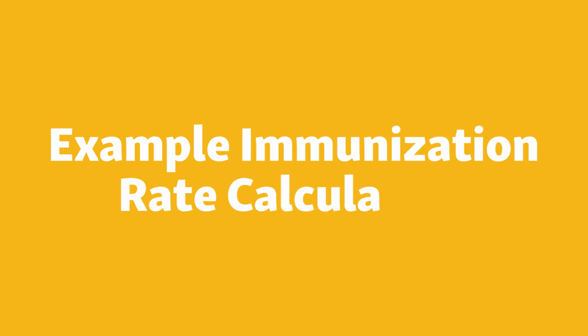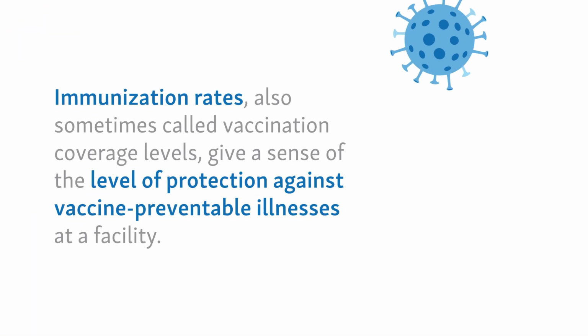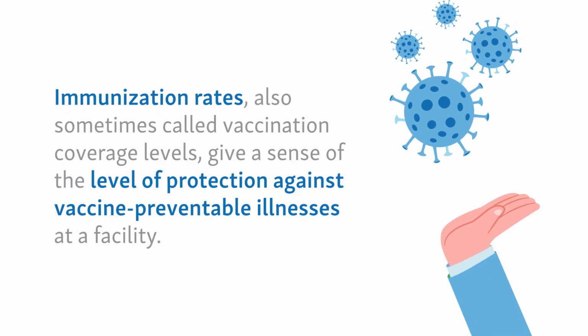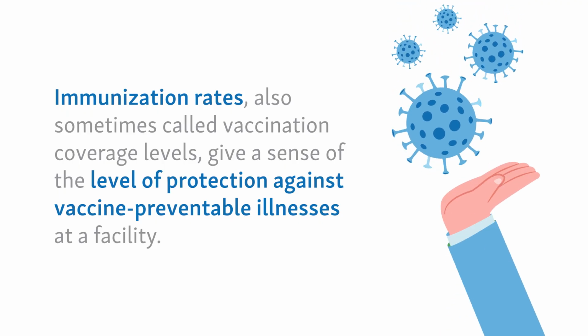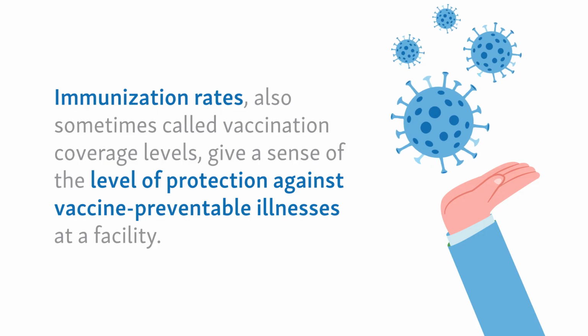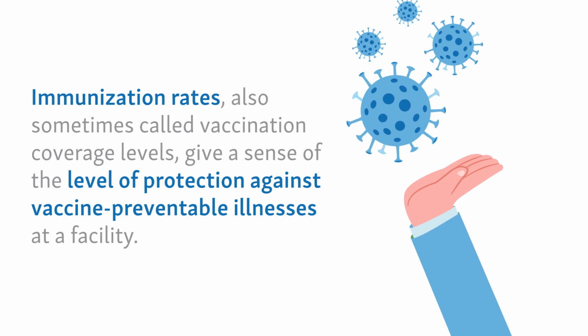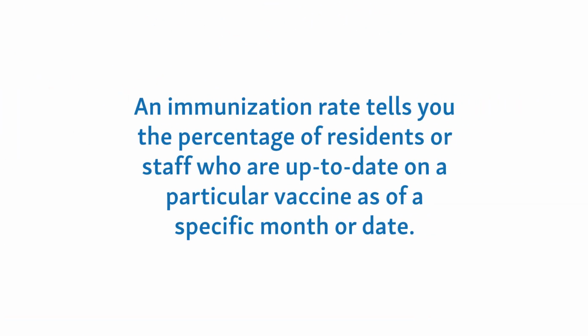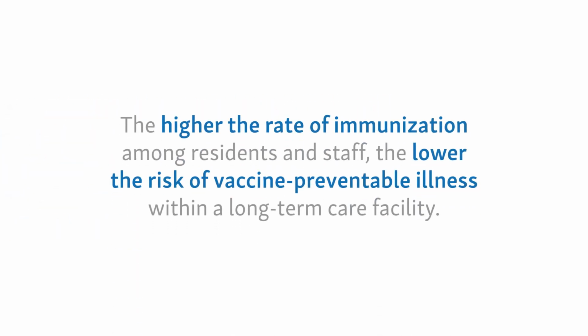Example immunization rate calculation. Immunization rates, also sometimes called vaccination coverage levels, give a sense of the level of protection against vaccine-preventable illnesses at a facility. An immunization rate tells you the percentage of residents or staff who are up to date on a particular vaccine as of a specific month or date. The higher the rate of immunization among residents and staff, the lower the risk of vaccine-preventable illness within a long-term care facility.